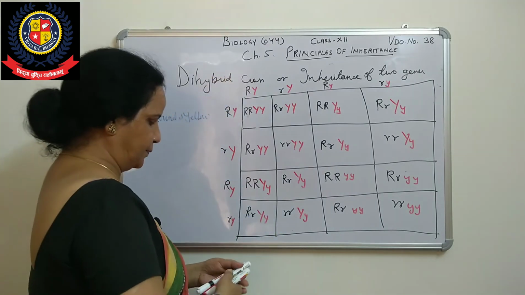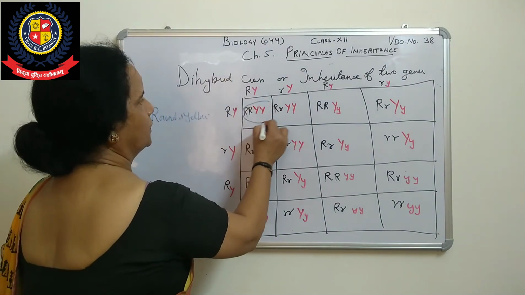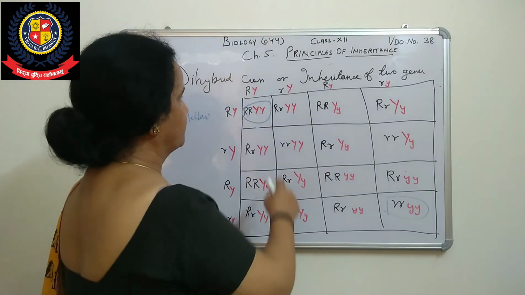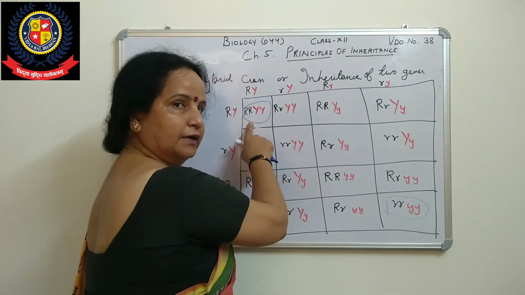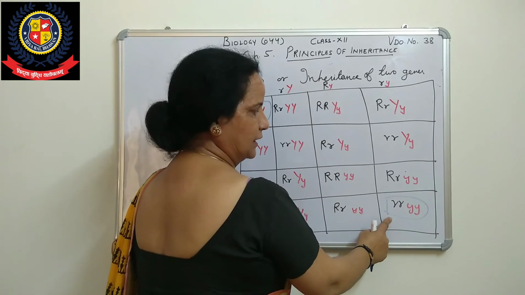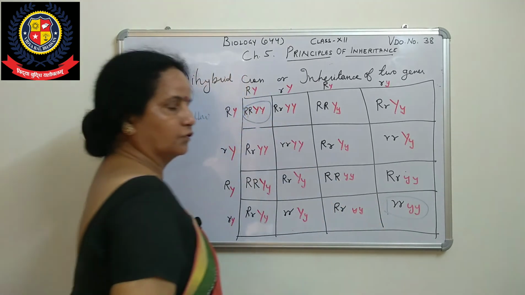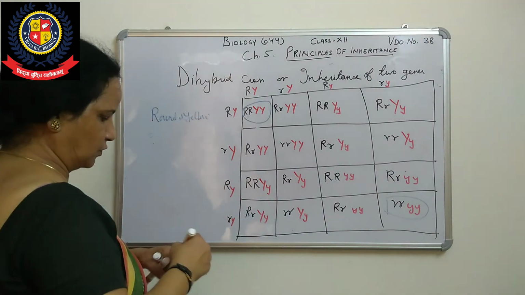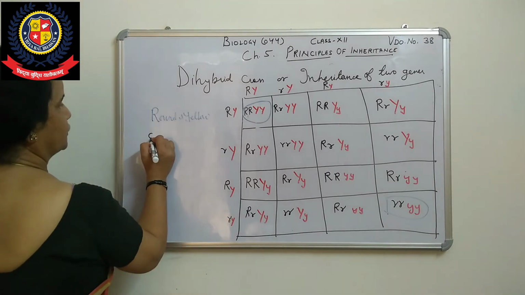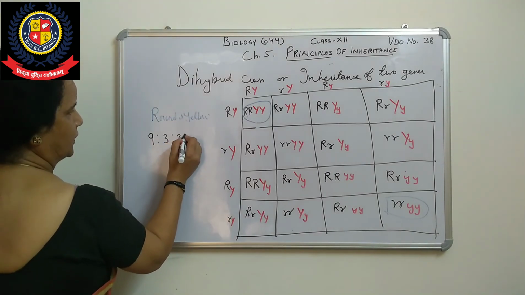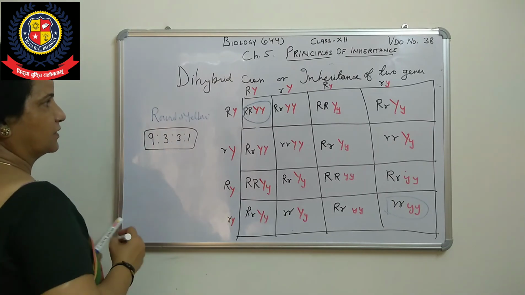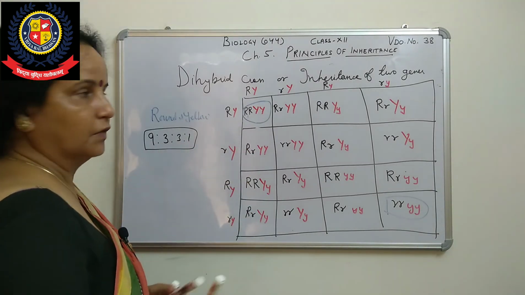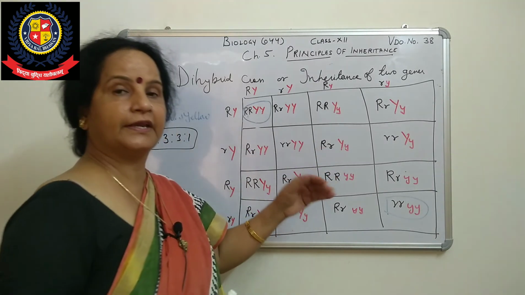So you see the first one is pure homozygous and this one is pure homozygous, right? These are the parents. We have taken round and yellow, and here we have taken wrinkled and green. So in that we have got the 9:3:3:1 phenotype ratio. Class 10th also you have done this, I think. 9:3:3:1, we have got these. First we have round and yellow, so in total 9 are round and yellow. Then wrinkled and yellow, and wrinkled and green.